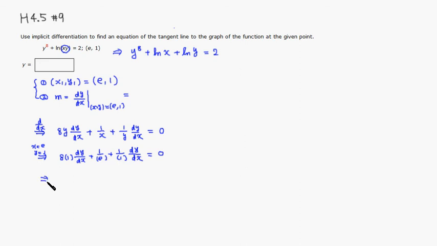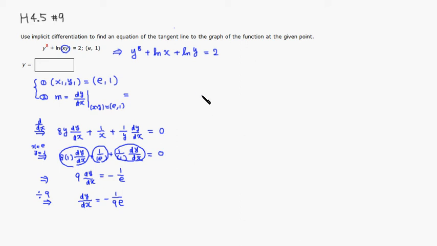So let's clean it up. You have 8 dy over dx here and 1 dy over dx. If you put them together, you have 9 dy over dx. Then that's equal to, there's a 1 over e here, we have to put it on the other side. It's going to be negative 1 over e. Then we can just divide through by 9 to get dy over dx is equal to negative 1 over 9e.